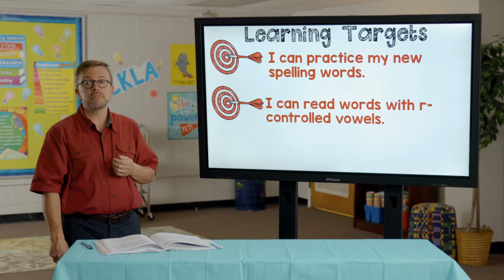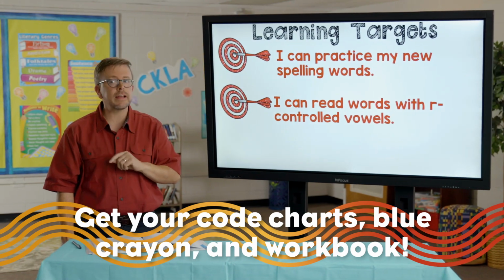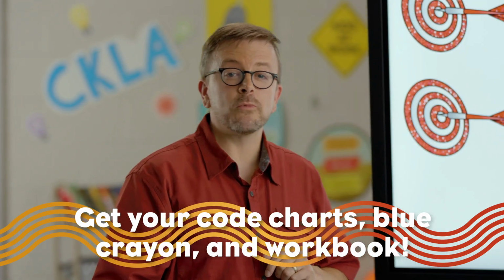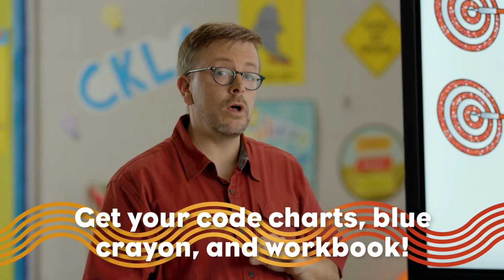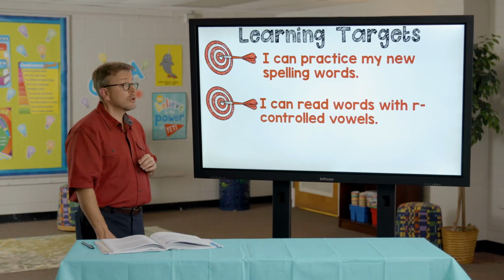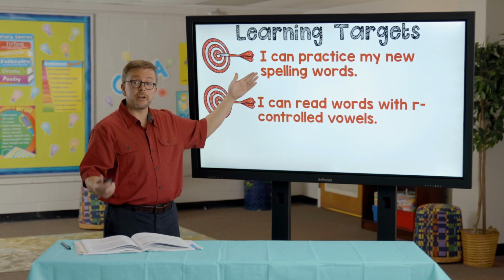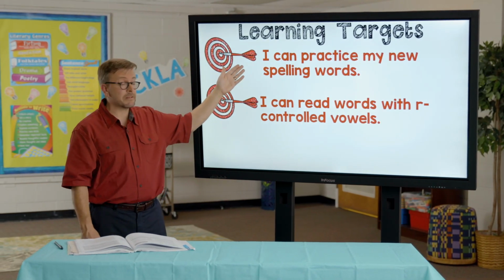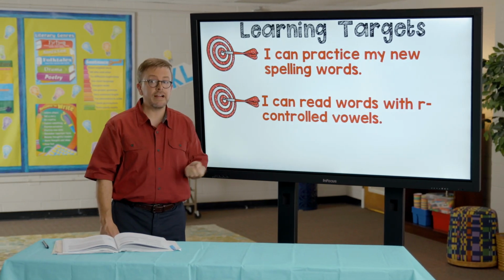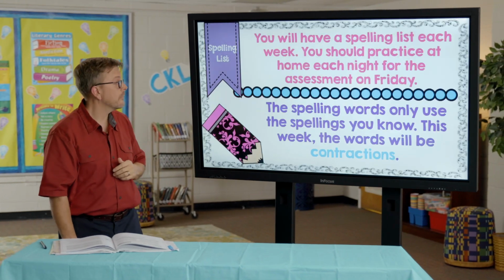Before this lesson, please make sure you have your individual code charts and that blue crayon again, because we're going to be using that one again today. And make sure you have that workbook ready, because we're going to look at worksheet 11.1 to review your new spelling words. So your learning targets today are: I can practice my new spelling words, because you're going to get introduced to them, so you need to start practicing them. And you're able to read words with that R-controlled vowel. And we're going to review a couple new spellings for this R-controlled vowel.